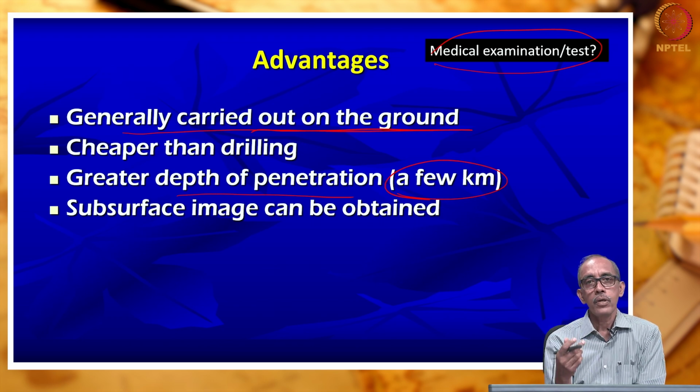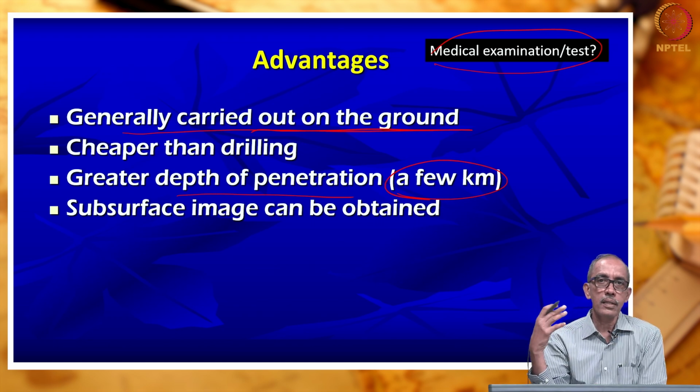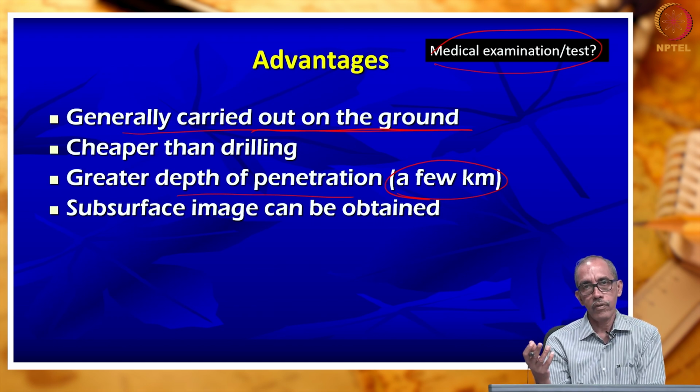So we are able to get a literal image of the subsurface, which means we are able to literally see 6 or 7 kilometers below the surface of the earth by deploying some instruments on the surface and making some measurements, right? We are going to see all of them in detail a little later.